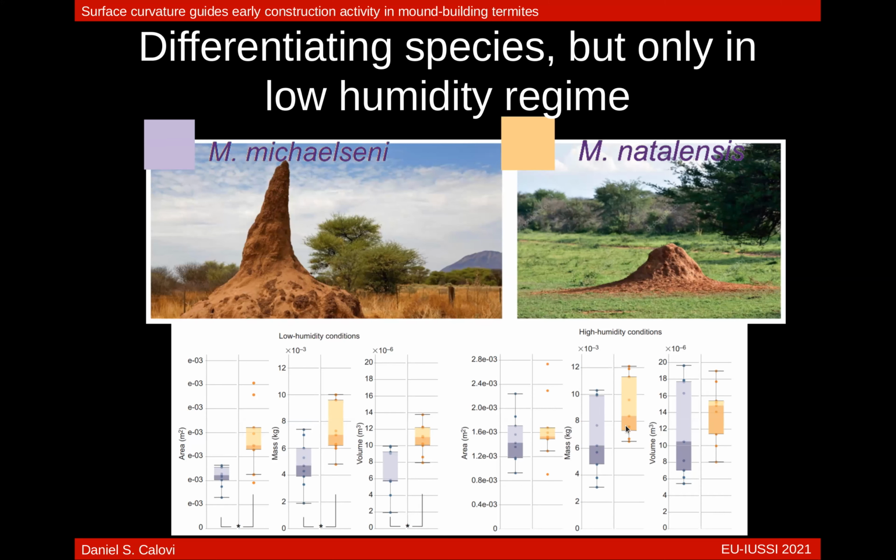As everybody else found. It's only when you control the humidity environment and you place them in a low humidity environment that you can actually see consistent differences between these two species. Right, so here is an example of how, by looking at different humidity patterns, we were able to separate these two species into different behavioral aspects.